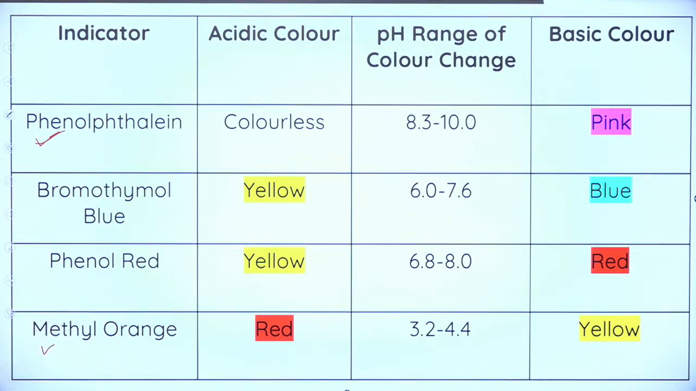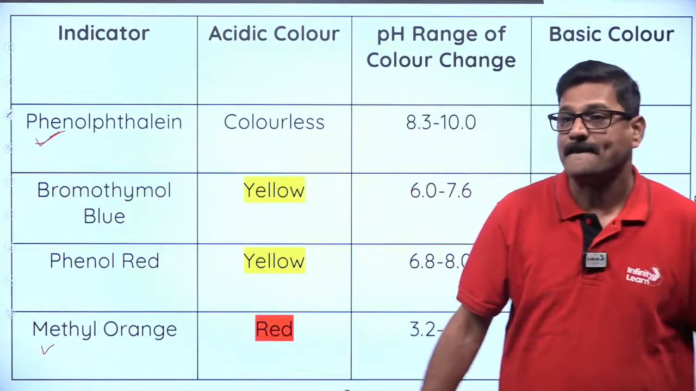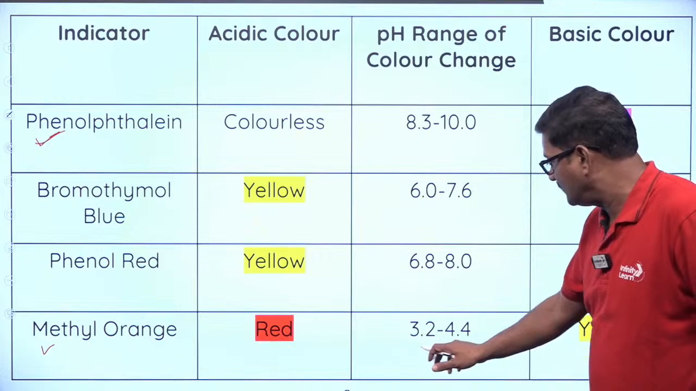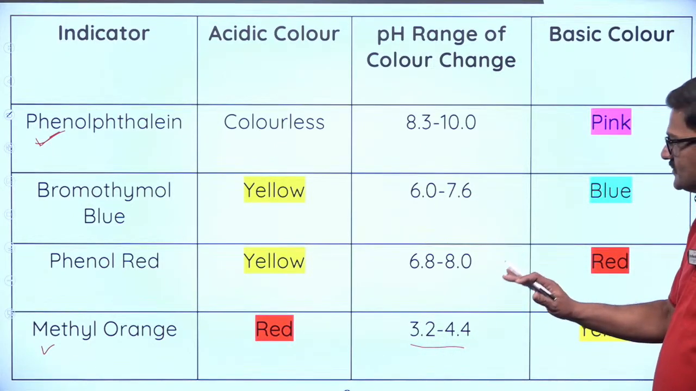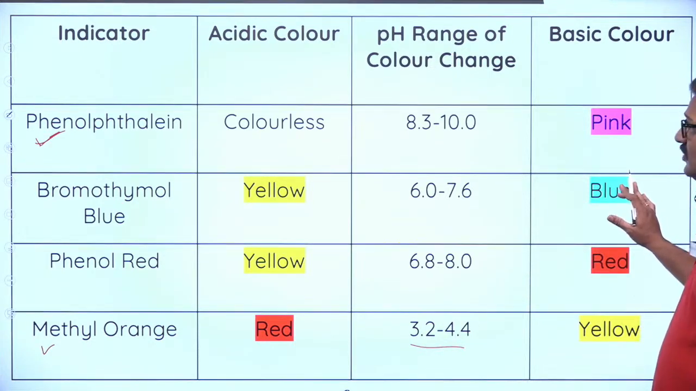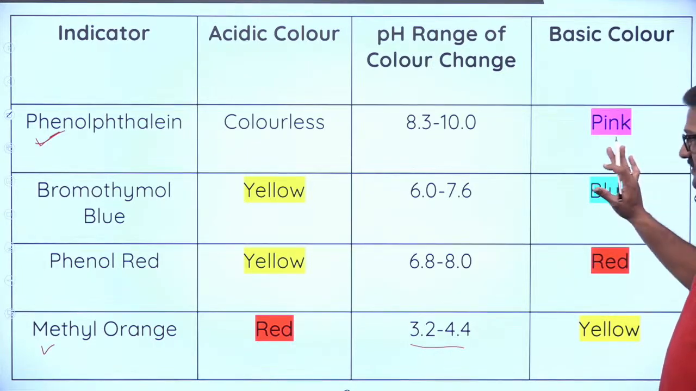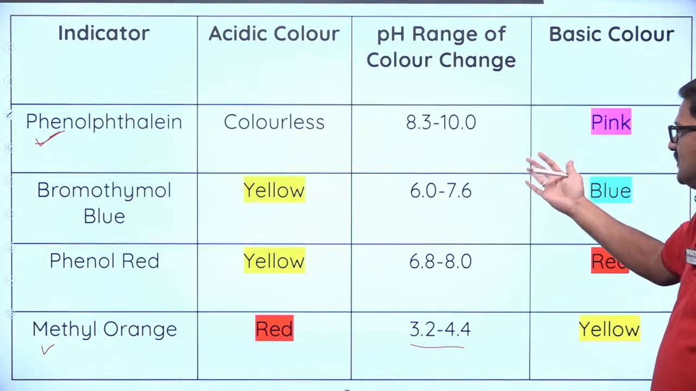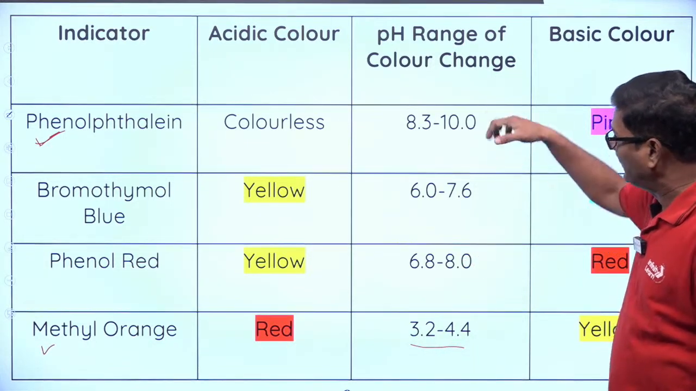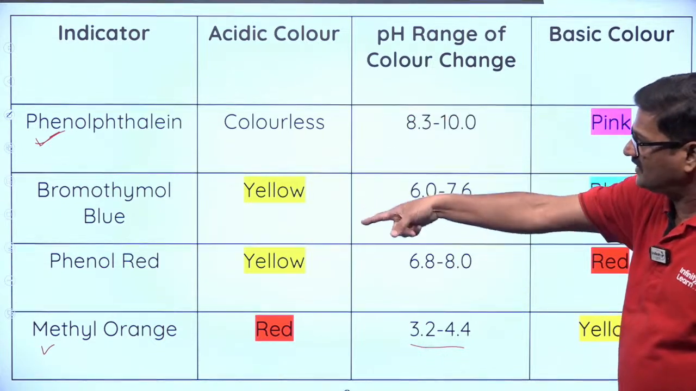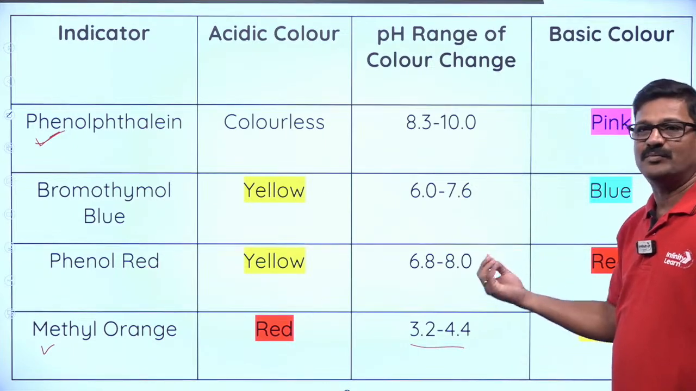And methyl orange is another prominent one, which is red in acidic and yellow in basic, and it is used in the pH range of 3.2 to 4.4, that's it. And you have bromothymol blue and phenol red, which are yellow in acidic, while bromothymol blue is blue in basic and phenol red is red in basic. They are used in nearby ranges, 6.0 to 7.6 and 6.8 to 8.0. Depending upon the pH of the end point, you have to select a particular pH indicator. Okay, that is a very, very important point.